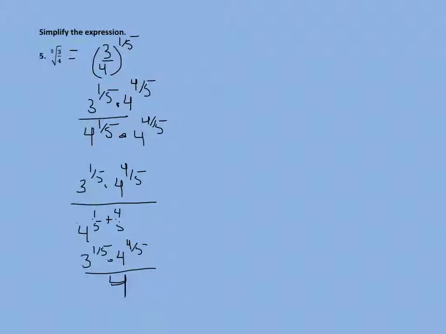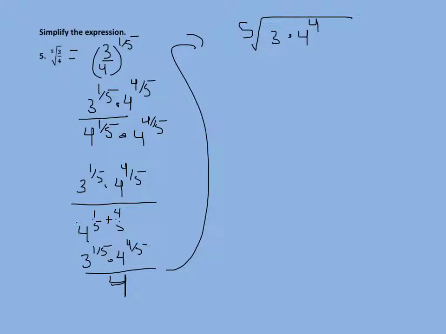Now, see how these are both fifth roots? So what does that mean we can do here? The fifth root of 3 times 4 to the 4th. Because it's 3 to the first, because that's 1/5, that's the 4/5 over 4. So go ahead and use your calculator now. Do 3 times 4 to the 4th. You get the fifth root of 768 over 4.